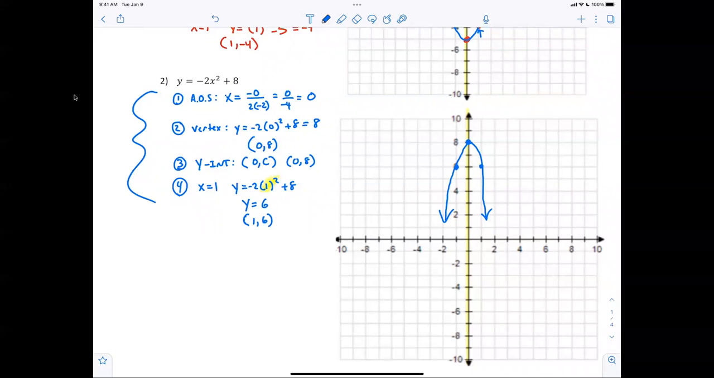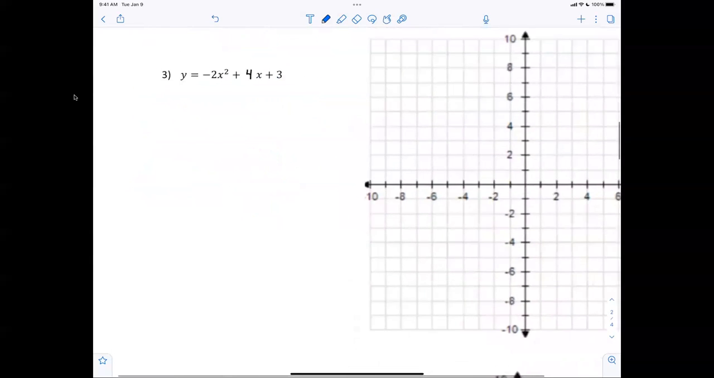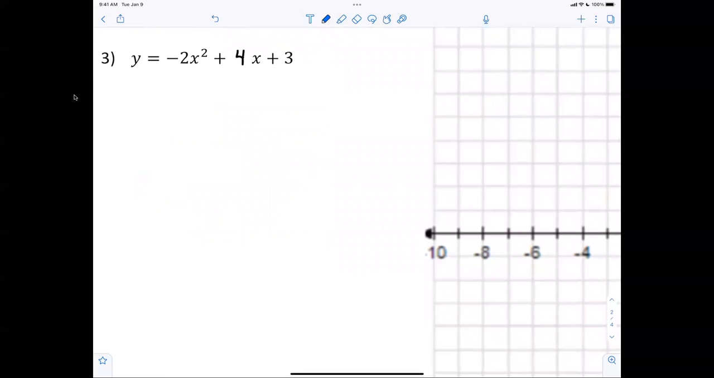All right, now we're getting into not deeper waters, but it's different because there's going to be a B term now. All right, because there's a B term. All right, so let's take a look at question number 3. All right, y equals negative 2x squared plus 4x plus 3.